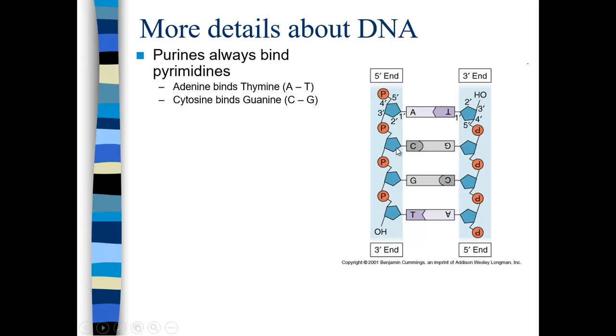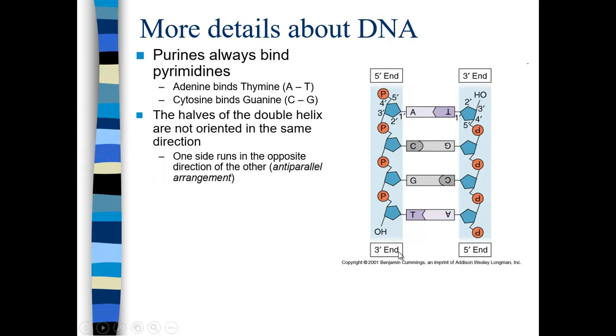So when we have our phosphate bond rail of the ladder, we have adenine, it binds thymine, cytosine binds guanine, and so forth. And each rail of the ladder is going in an opposite direction. We always read from 5' to 3'. So this rail of the ladder is going down, and this rail of the ladder is going up. This arrangement, where one rail of the ladder is read up and the other one is read down, is called the anti-parallel arrangement.